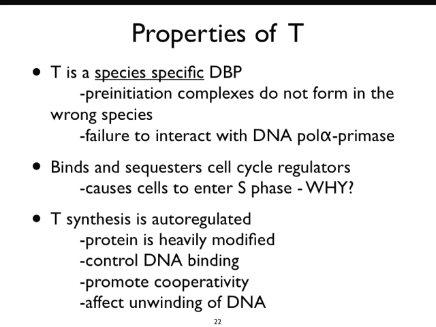And the reason for that is that pre-initiation complexes do not form in the wrong species. So if you have a human virus, you put it into a mouse cell, it gets into the cell, it finds the nucleus, and it does squat. It just can't do anything because it can't initiate DNA replication. And the reason for that is it doesn't interact with the host DNA polymerase alpha primase protein complex. So it can't initiate.